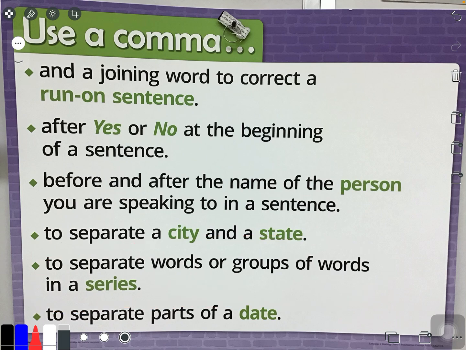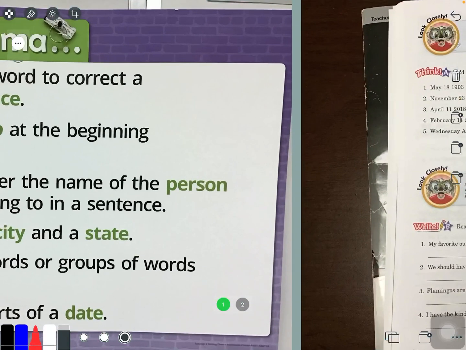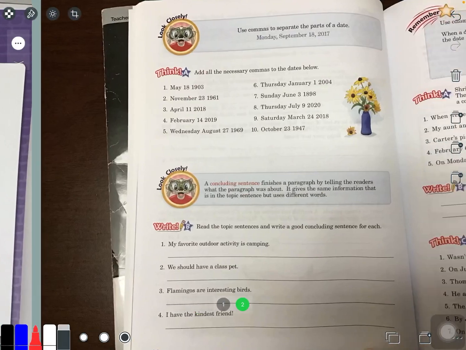Lastly, we're going to use commas to separate parts of a date. And this sounds familiar to me because I went over this with the fourthies. So we're going to use commas to separate parts of a date. Let's look at this. Here we go.